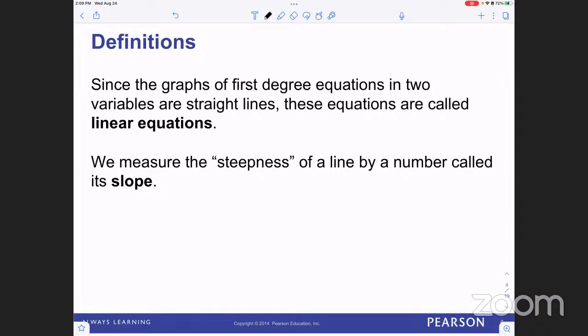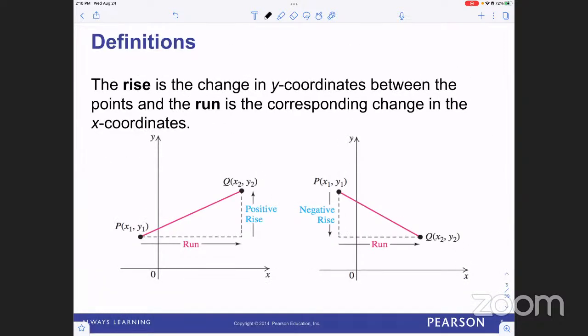Since the graphs of the first degree equations in two variables are straight lines, these equations are called linear equations. We measure the steepness of a line by a number called its slope. All right, so that was pretty straightforward. First degree equations, that's just the highest exponent on any variable. And these are just straight lines. We have some definitions.